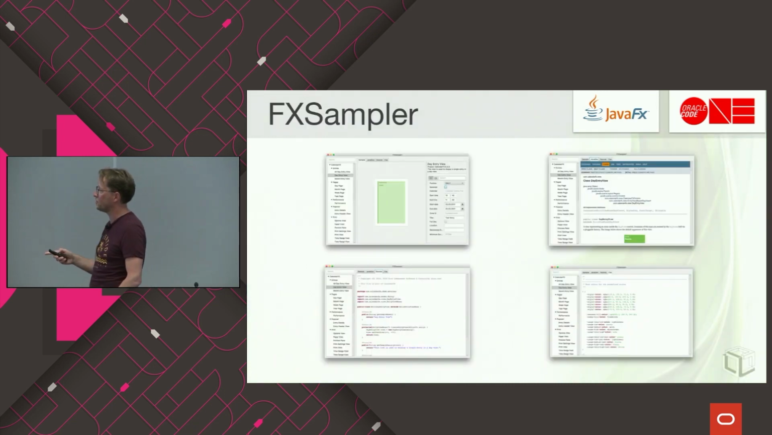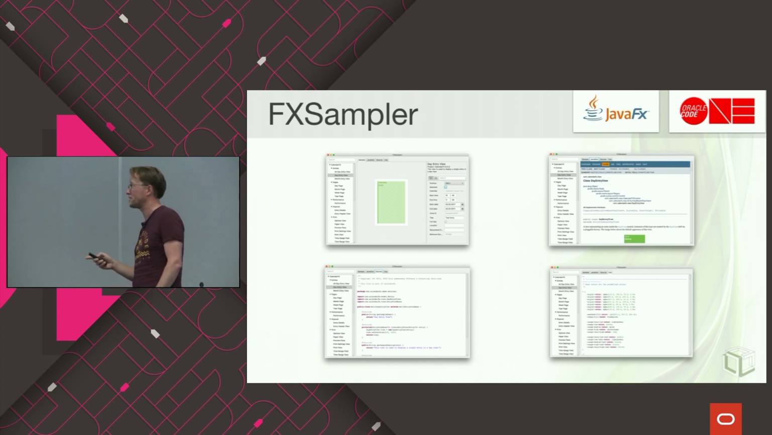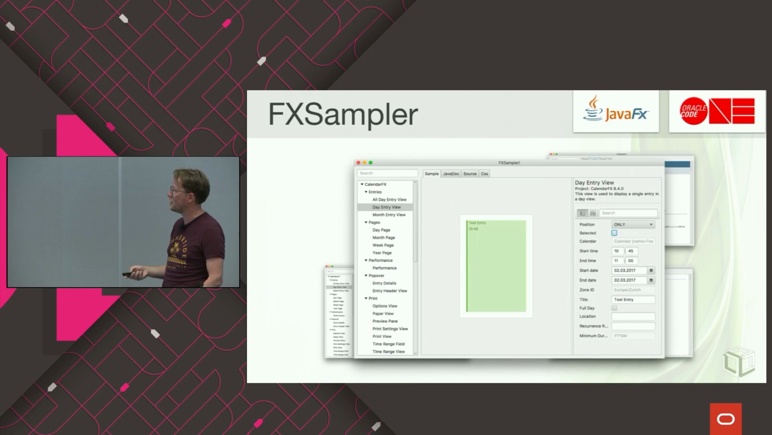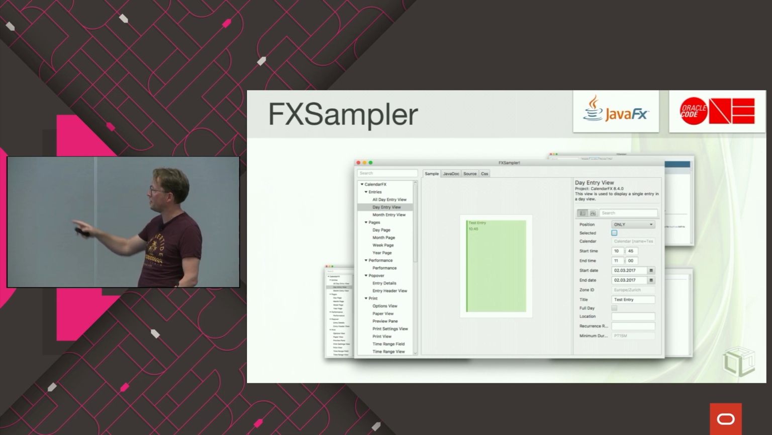And there's this fantastic tool called FX Sampler. It offers these screens. You create samples. They will all be listed in this tree view on the left-hand side, and then you can launch each sample separately. It gets shown in the middle. And on the right-hand side, you get a control panel that lets you play around with a couple of the settings of that control that you're currently testing.